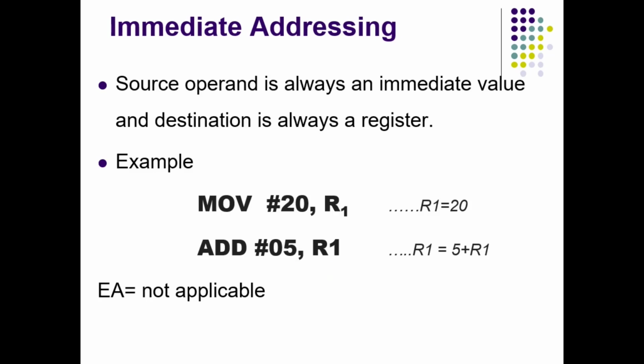So immediate addressing mode is where the source is immediate data and the destination is a register. Destination must be a register, source must be immediate data. That immediate data cannot be referred to in the destination operand, and you have to think why it cannot. Why must the destination be a register? Why can't the destination be immediate data?